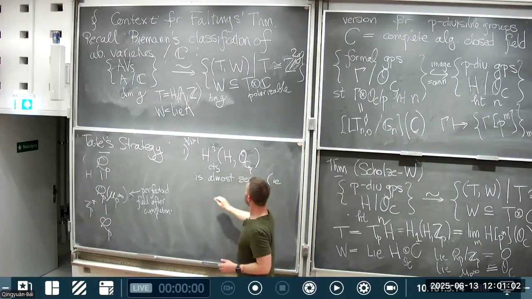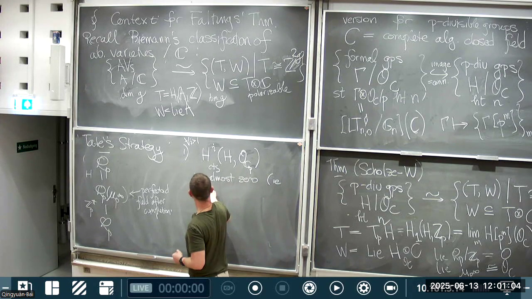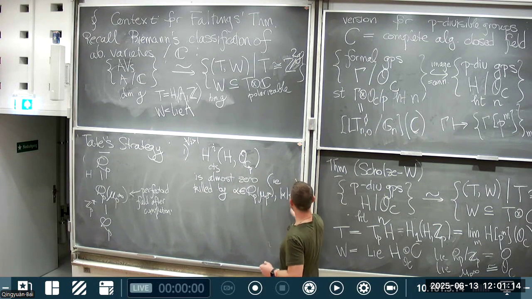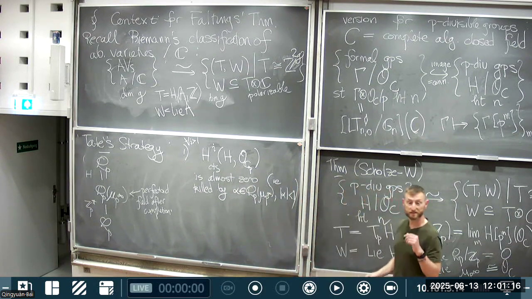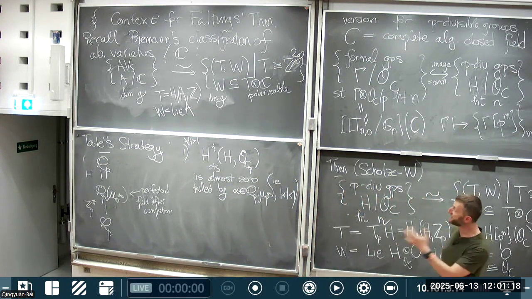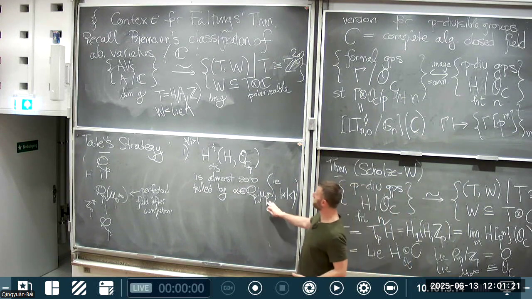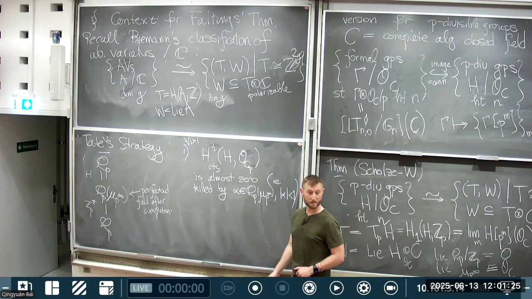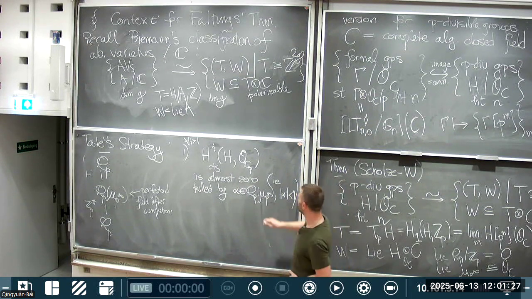It is killed by any alpha in QP mu P infinity of absolute value less than 1. In other words, the action of the ring of integers on this by multiplication factors through the multiplication on the residue field.